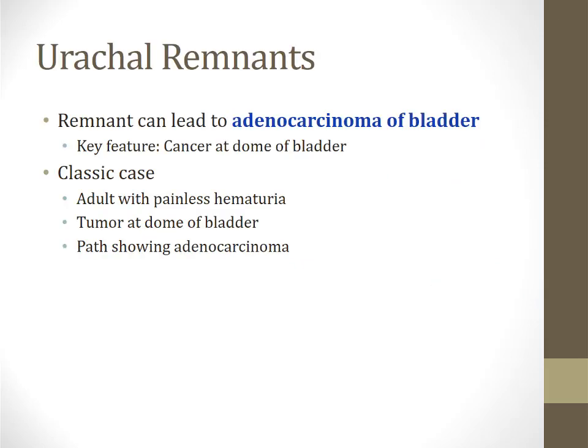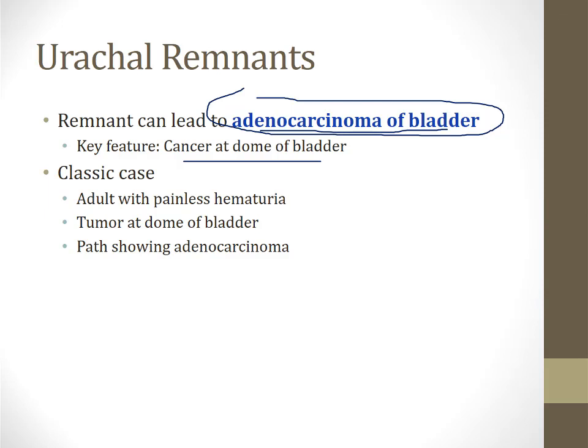It's very high yield to know that urachal remnants can lead to adenocarcinoma of the bladder. This is a very rare form of bladder cancer. Usually the bladder does not develop into adenocarcinoma, but this can occur when a piece of the urachus remains behind. And classically, this will lead to a cancer at the dome of the bladder. So the classic case is an adult with painless hematuria, which is a common presentation of bladder cancer. The tumor is found at the dome of the bladder, and the pathology shows adenocarcinoma.